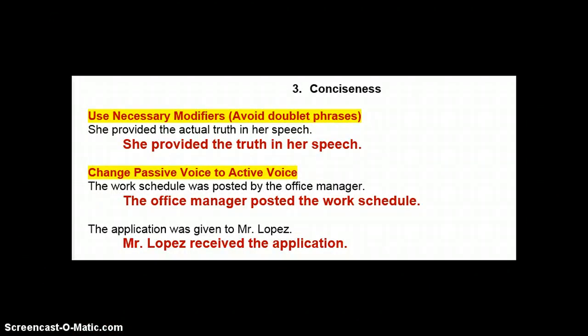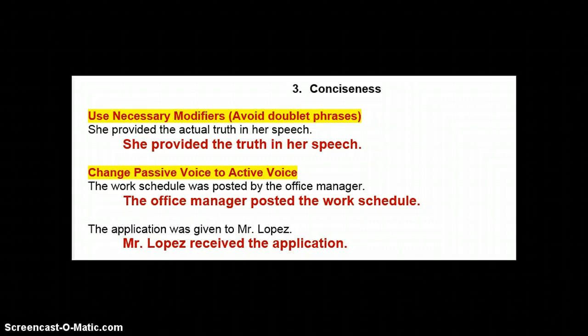Now for some examples of conciseness. Using necessary modifiers, therefore avoiding doublet phrases. The example here is, she provided the actual truth in her speech. Actual and truth mean the same thing, so say one or the other. She provided the truth in her speech. Change passive voice to active voice. The work schedule was posted by the office manager. That's the passive voice. Using the active voice, you would say the office manager posted the work schedule.